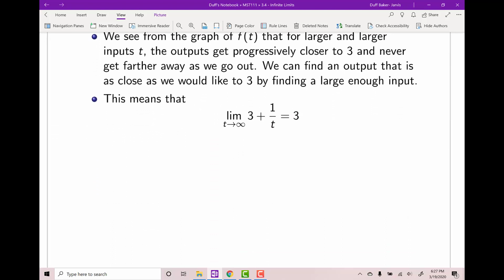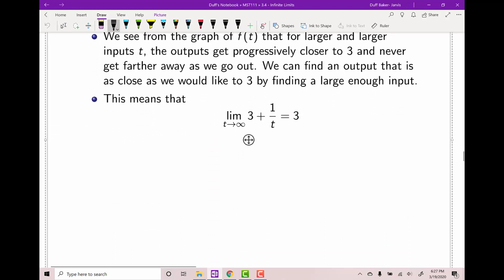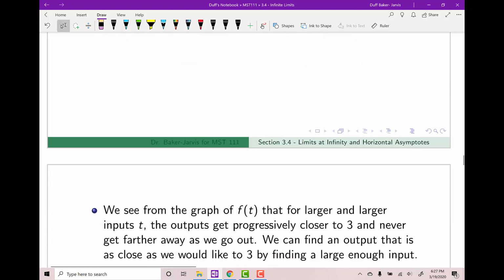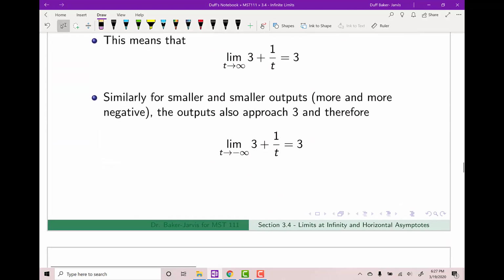So the mathematical way of writing all this is that the limit as t goes to infinity of the function 3 plus 1 over t is equal to 3. We could have also gone for a limit at negative infinity, and then we have a similar thing, and it is also equal to 3.